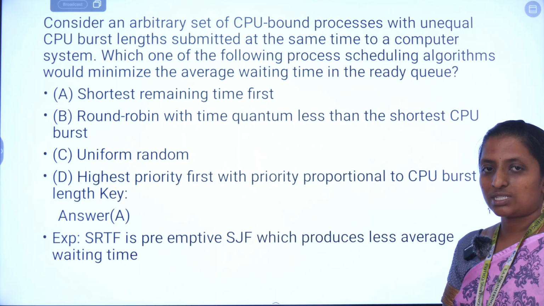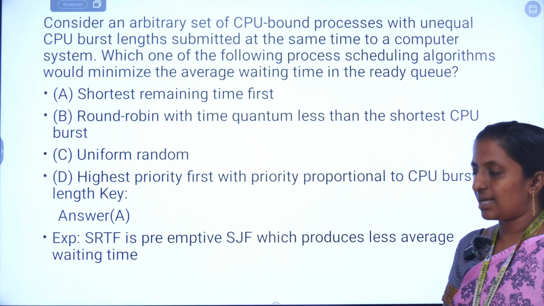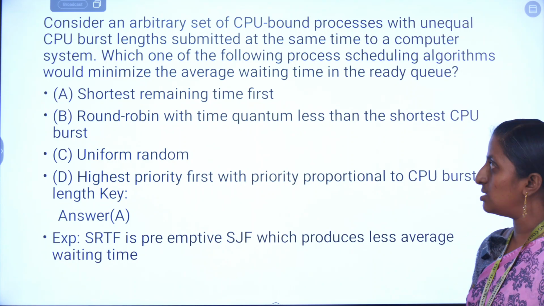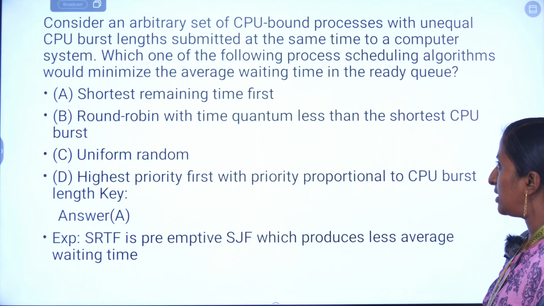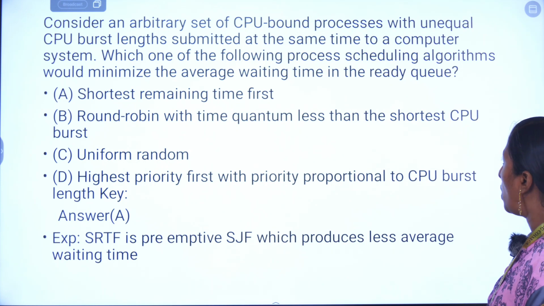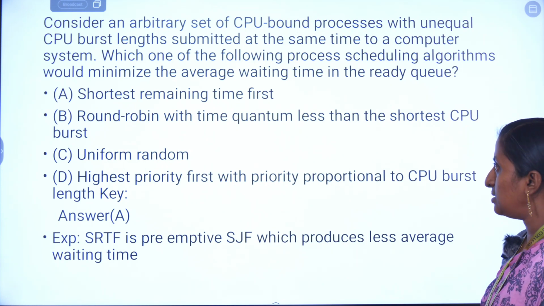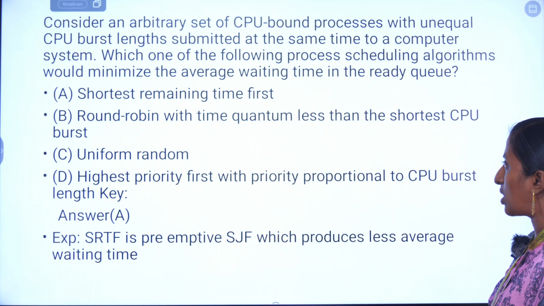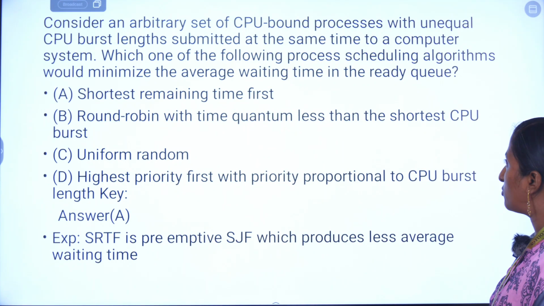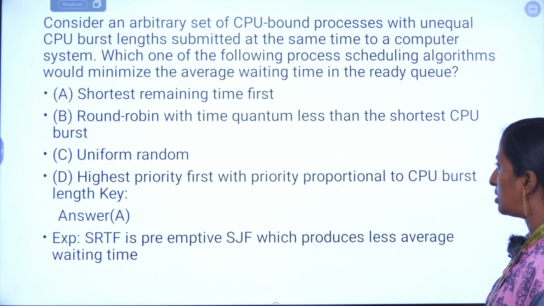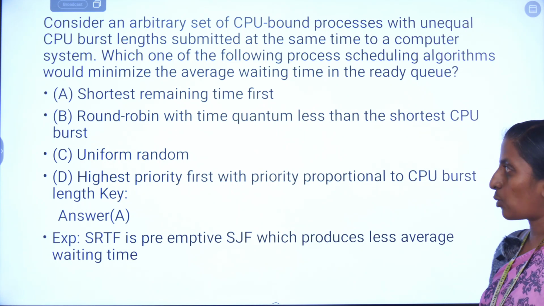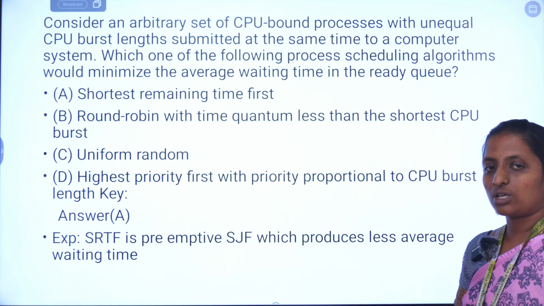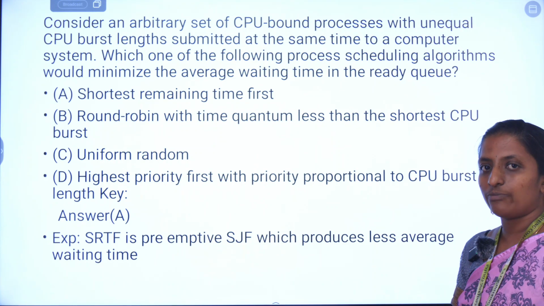This is the last question we are going to see in today's class. Let's see what the question is. Consider an arbitrary set of CPU bound processes with unequal CPU burst lengths submitted at the same time to a computer system. Which one of the following process scheduling algorithms would minimize the average waiting time in the ready queue? So the question is, which scheduling algorithm, if we use it, gives the minimum waiting time.